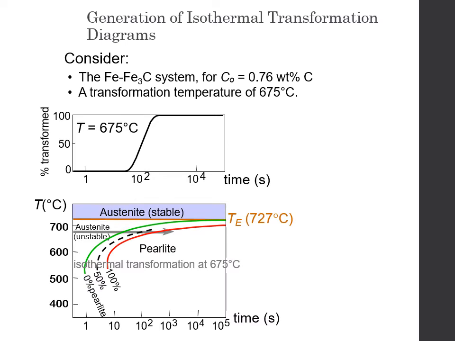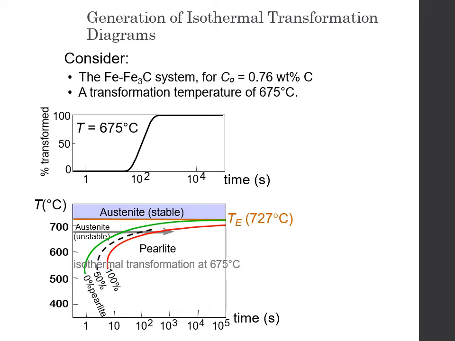So the generation of the TTT diagram. You have your iron-iron carbide phase diagram, which you learned before. You know that in the iron-iron carbide diagram, at the eutectoid, the C0 is 0.76 at the transformation temperature of 675 degrees C. So here is your iron-iron carbide phase diagram.